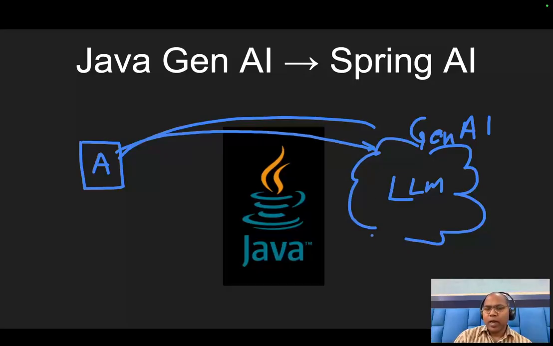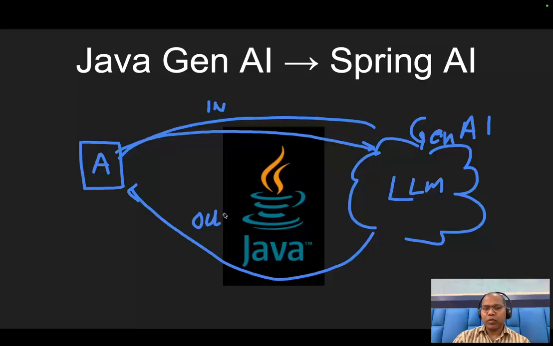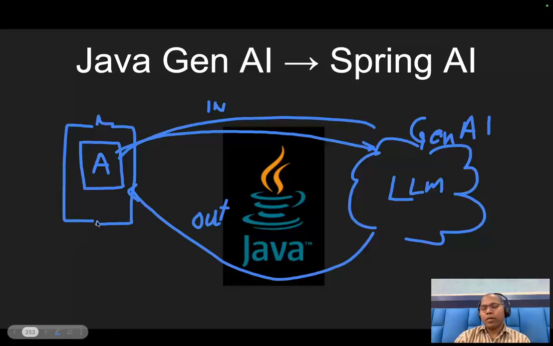Our application sends the prompt and expects the response. That's great. We are passing the input and getting the output. There are no concerns or problems. But look at the behavior of my application. My application can require the response in a particular format.